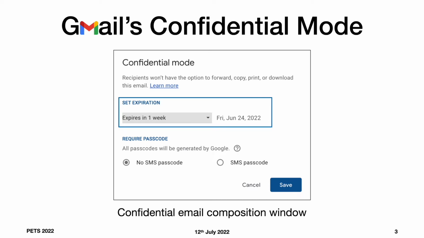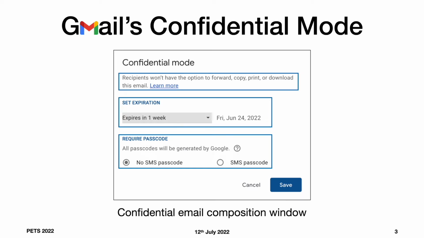It also allows the sender to require an SMS passcode, which is a one-time passcode to verify the recipients before they can access the email content. This mode also prevents recipients from forwarding, copying, printing, or downloading email contents or attachments.